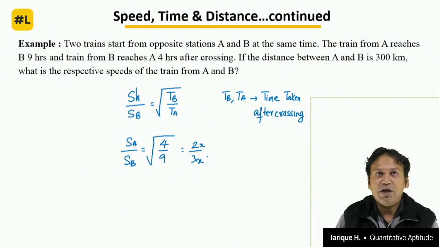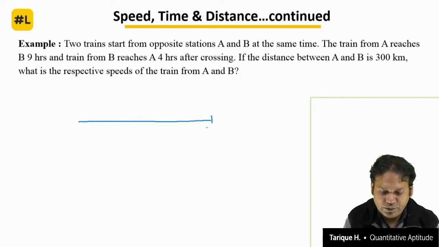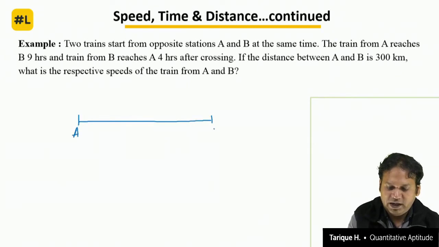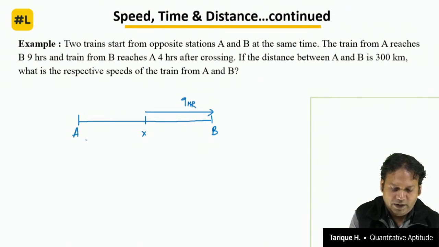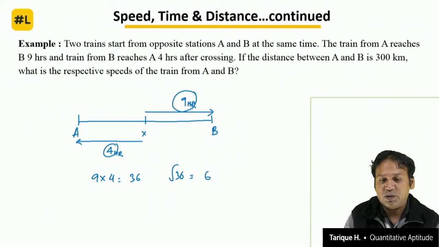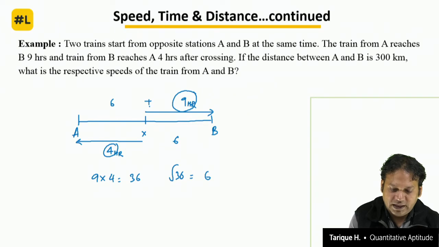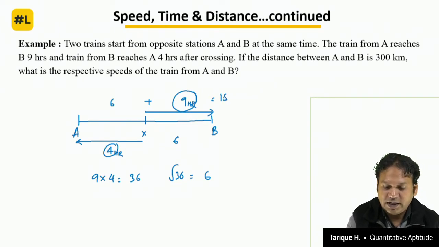Okay. Now another shortcut technique that's really fast to solve this question. You understand this? What is given to you? Two trains start from A and B. They cross at a point, and after crossing, train from A takes 9 hours and train from B takes 4 hours. The fastest way of solving this question, you multiply 9 and 4, how much is that? 36. Take the square root of 36. What is the square root of 36? 6. Write down 6 here and 6 here. 6 plus 9 is how much? 15.